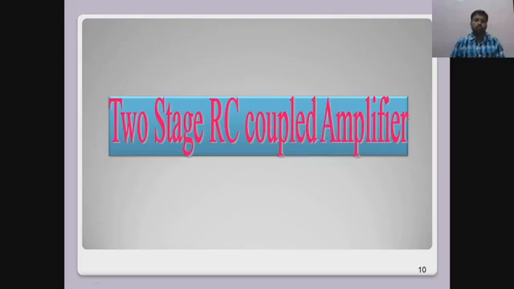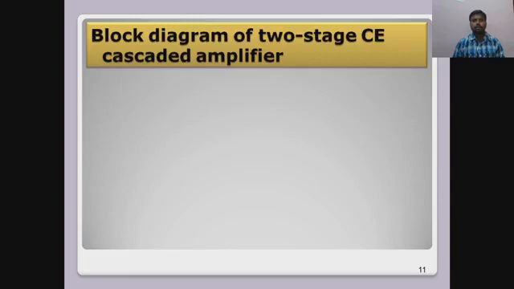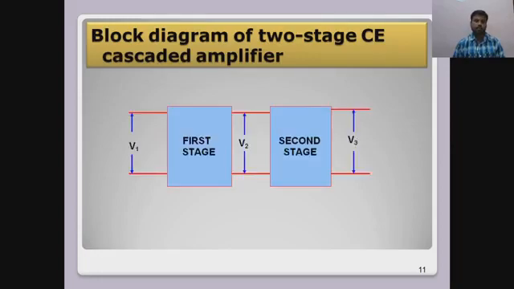Okay, let us go to the two stage RC coupled amplifier. The block diagram of the two stage CE, the common emitter cascaded amplifier. If you observe this two stage common emitter cascade amplifier, the input is given to the first stage, and the first stage and second stage are coupled by using proper coupling devices. Here the coupling device is RC, that is, resistor and capacitor. Okay, and the output is collected from the second stage.